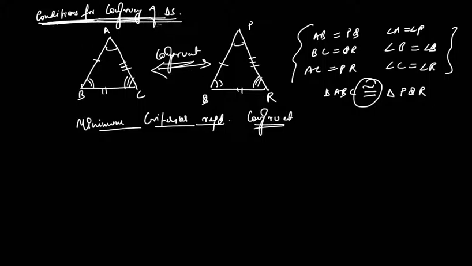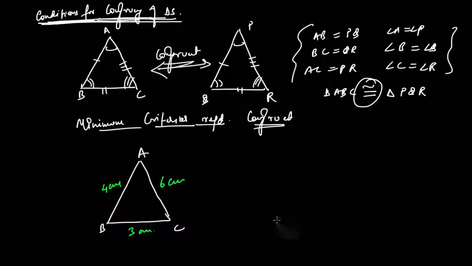That is the meaning of the condition of congruency of triangles. Let me explain this in other words. Say a triangle is given to me. Let us name the triangle ABC. Let the sides be, say, 4 centimeters, 3 centimeters, and 6 centimeters. I have this triangle. Now I need to draw another triangle which is congruent to this triangle, exactly the same in size as well as shape.